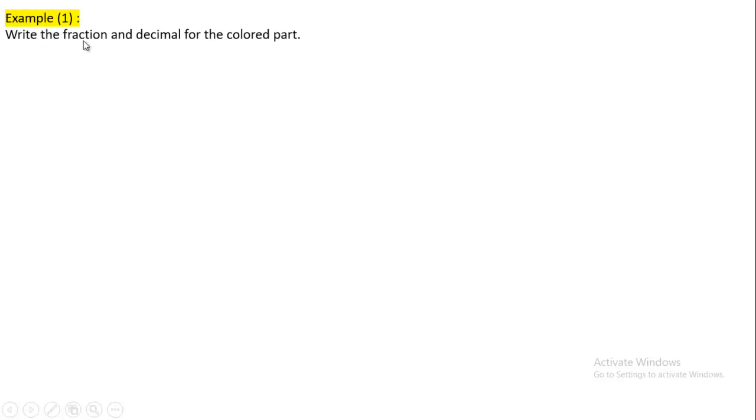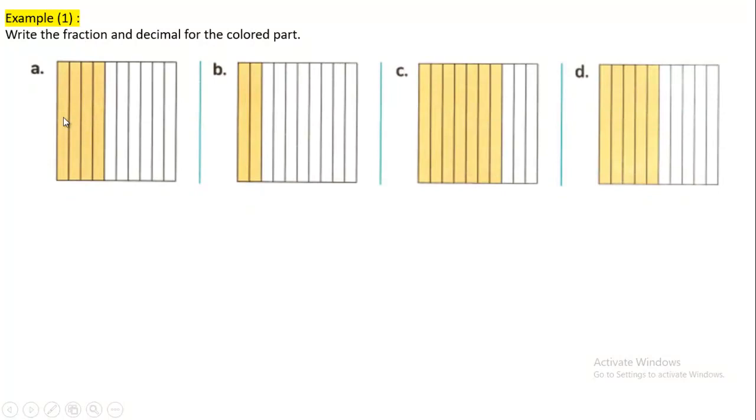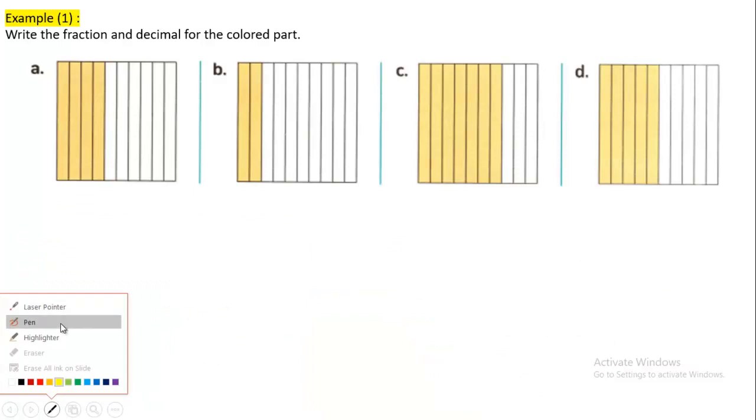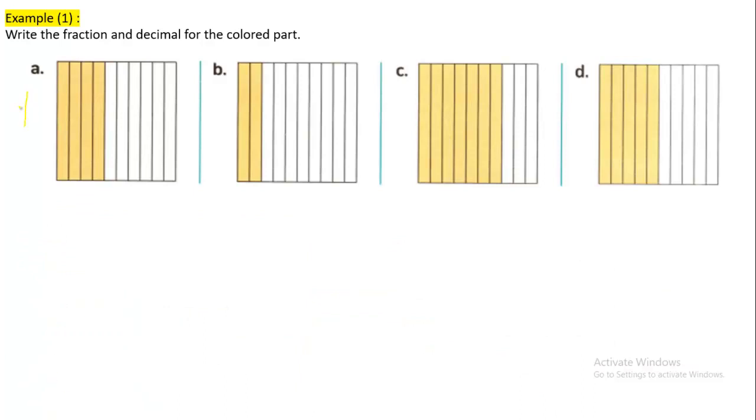Next, write the fraction and decimal for the colored bar. If I have 4 colored bars from 10 equal bars, we have here 4 over 10. In the next one, we have 10 equal parts and the colored part is 2, so we have 2 over 10. It's written in decimal as 0.2.